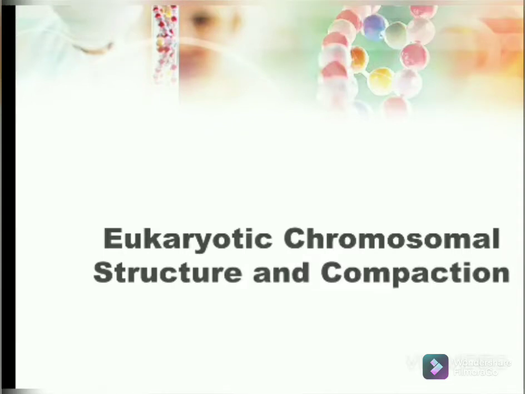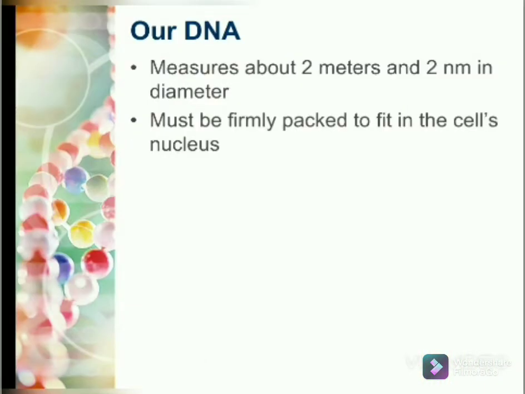Now let's discuss the eukaryotic chromosomal structure and compaction. Our DNA measures about 2 meters in length and 2 nanometers in diameter. This must be firmly packed to fit in the cell nucleus. Does anyone know what is the process of DNA forming into chromosomes?